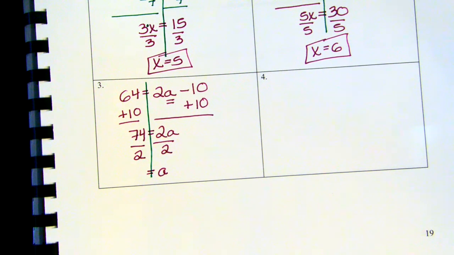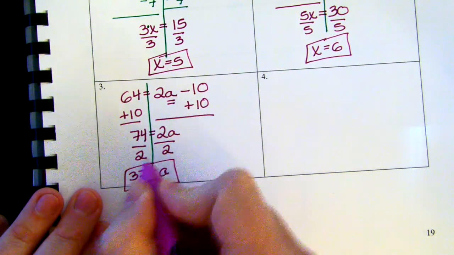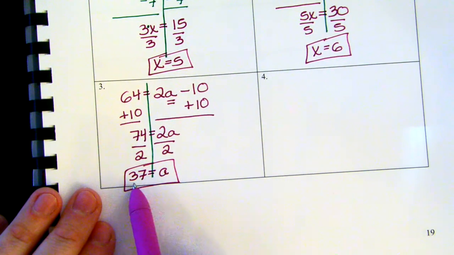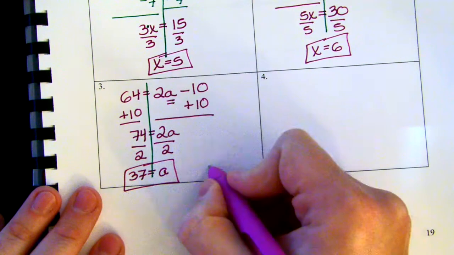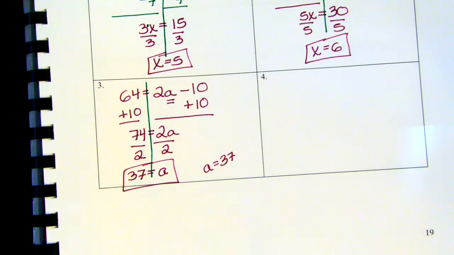Go to the calculator and let's get an answer. A should end up equaling 37. I'm perfectly okay if you write it like this, 37 equals a. If you'd rather write the final answer as a equals 37, that's also okay.